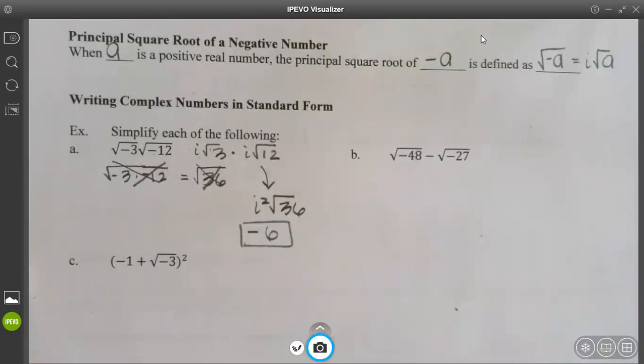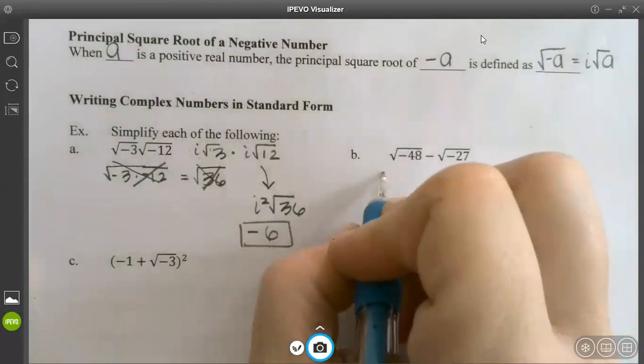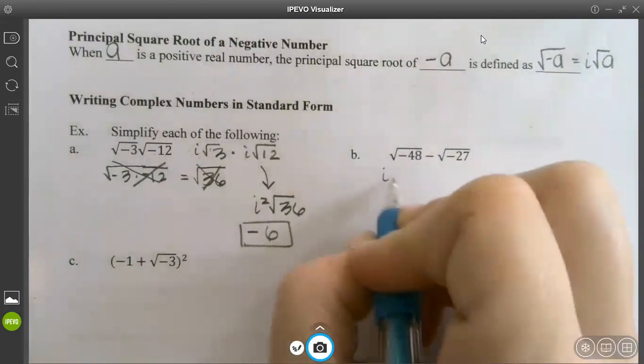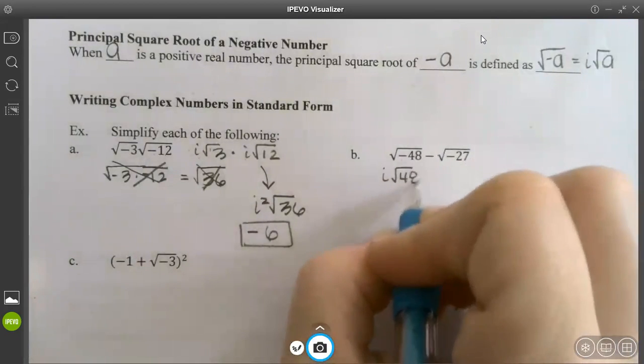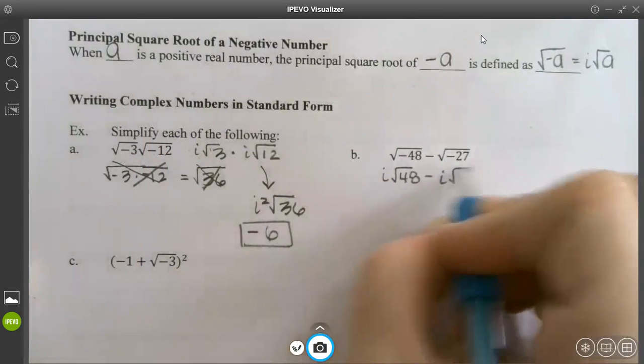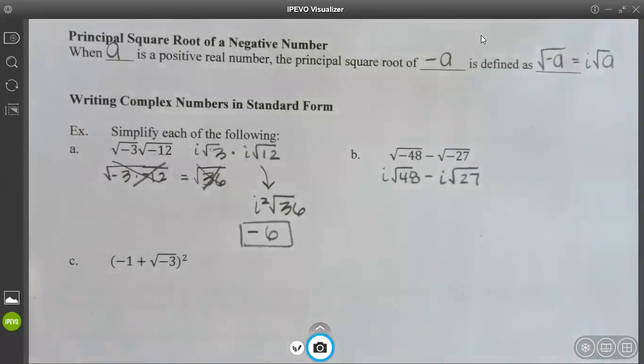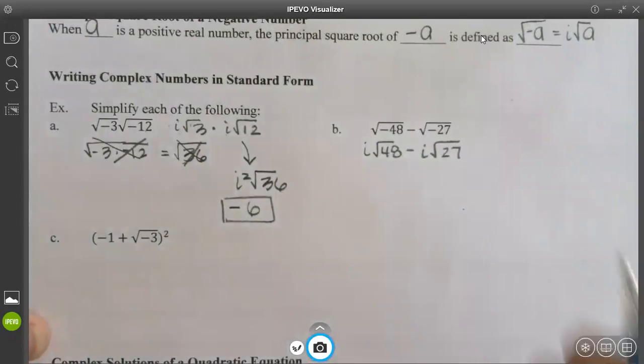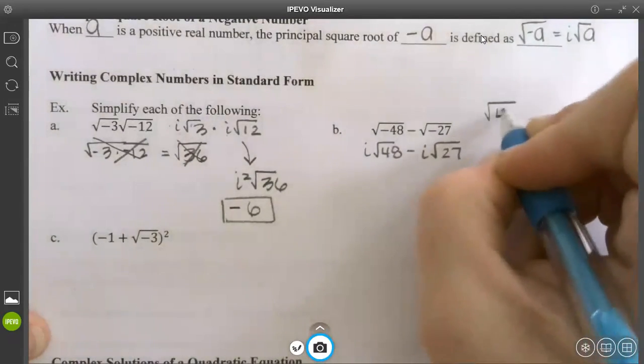So these are a little bit different than what you see. B is literally just simplifying and putting that together. So how do I fix the negatives? Okay, so I square root 48 minus I square root 27. I'm going to come over here and simplify these because we're not done.